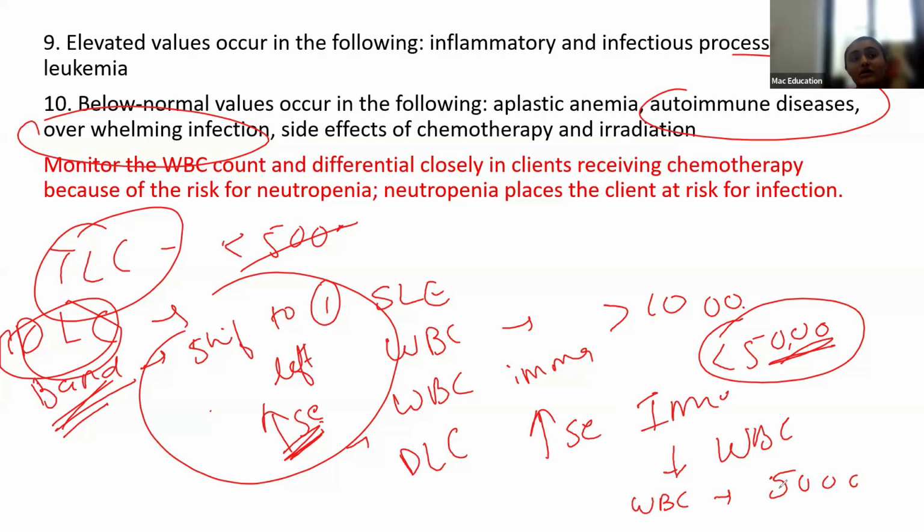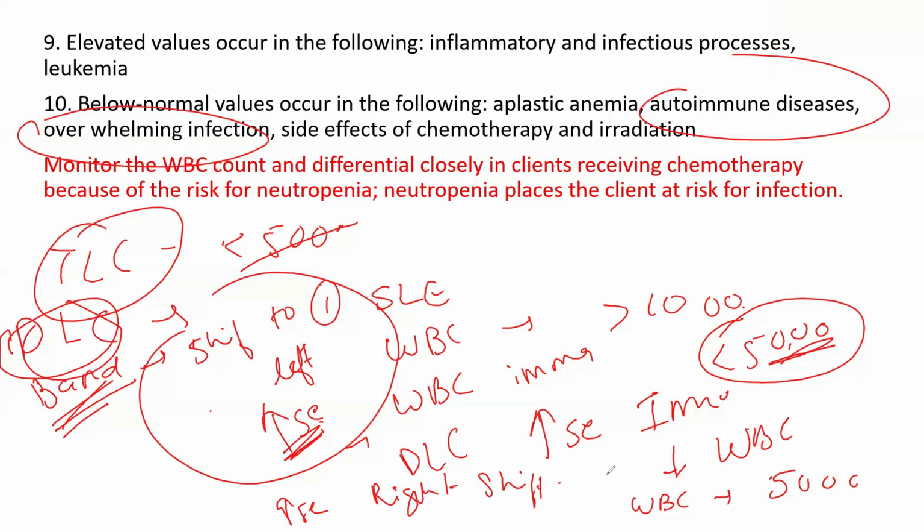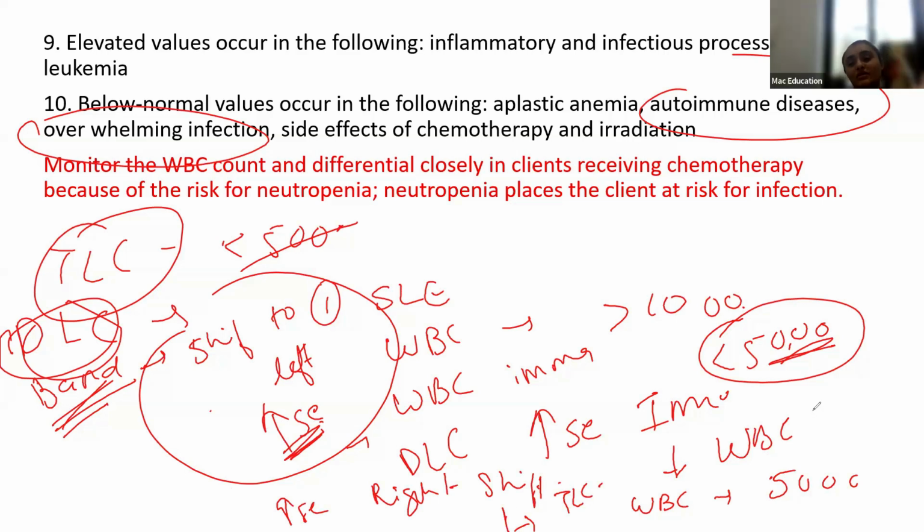If the DLC is increased in right shift, what does that mean? Yes, there are many more mature WBCs. So what will happen to TLC? It will also increase, above 10,000. So you have to clear this concept. Understood now? Yes, sir. Yes, ma'am.